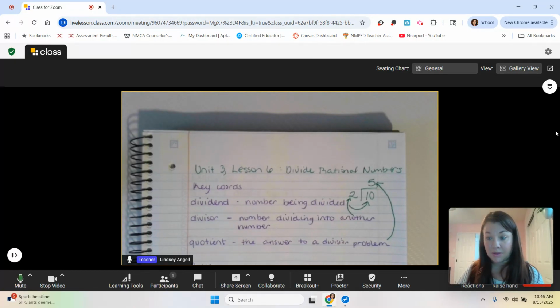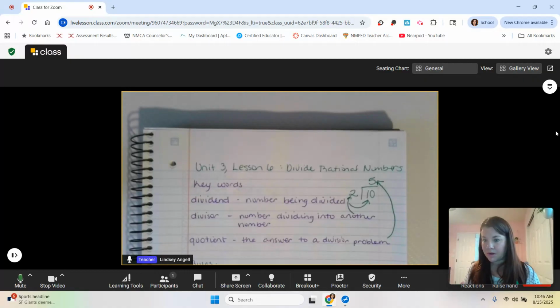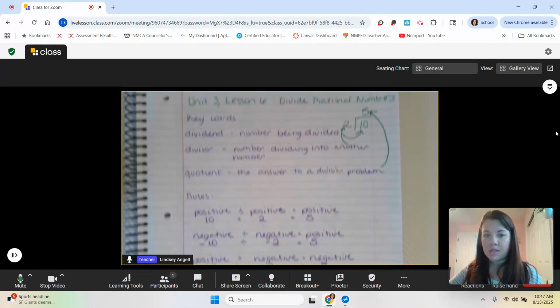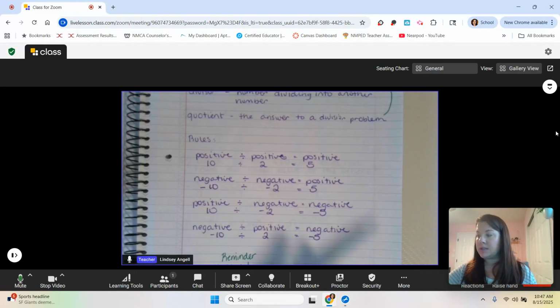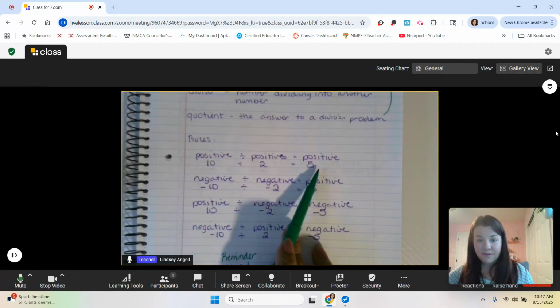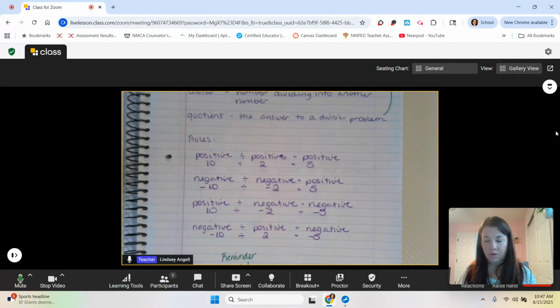Now, one nice thing about this lesson is it's very similar to the multiplication lesson. All of the rules that we need to remember are the same. Oh, I love it, right? And multiplying and dividing with positive and negative numbers is so much easier than adding and subtracting, right? So let's go over those rules again. I do have them written down here. So a positive divided by a positive is a positive. That's just like the original division that you learned years ago, okay?